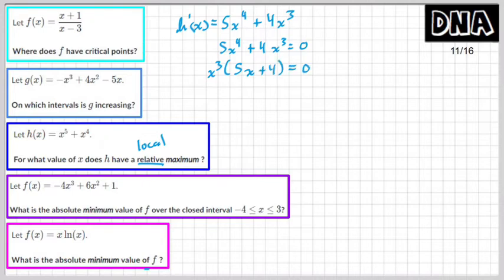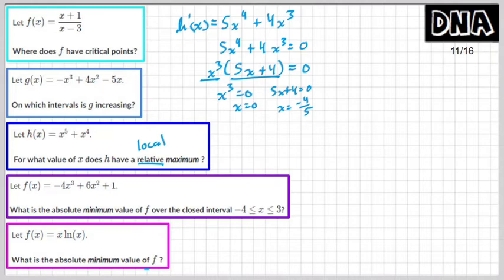Now I'm going to use the zero product property, which says I have two numbers multiplying to each other, so one of these numbers must be 0. And so I take the x to the third and set it equal to 0. I get 0. I set 5x plus 4 equal to 0. I get negative 4 over 5. Okay, so this is where we could possibly have a relative max or relative min.